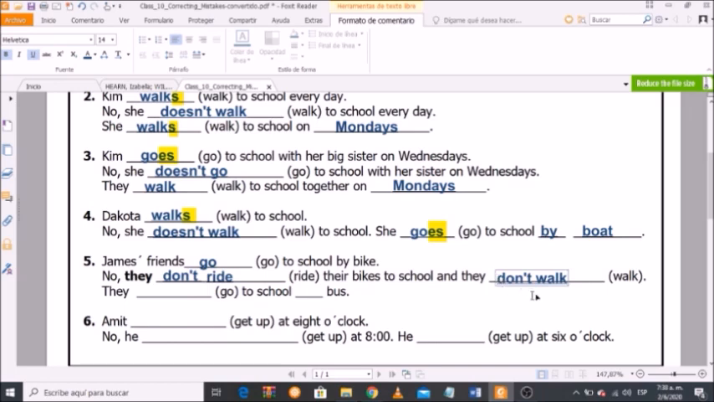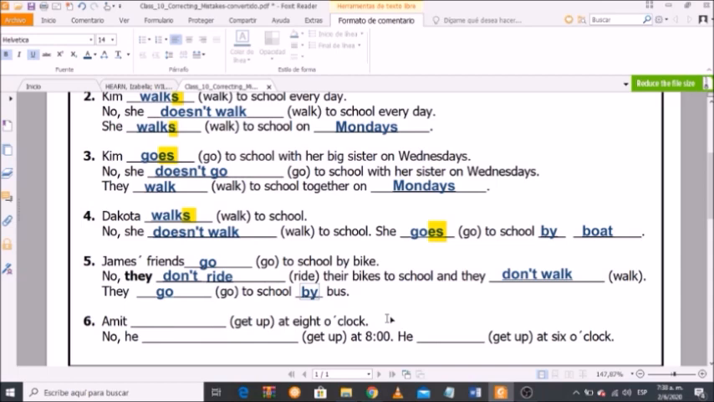ride their bikes to school, and they, y siguiendo nuestro primer ejemplo, they don't walk, okay? They, very good, go to school, and what word goes here? Remember, by boats, so, very good. By bus. Very good.